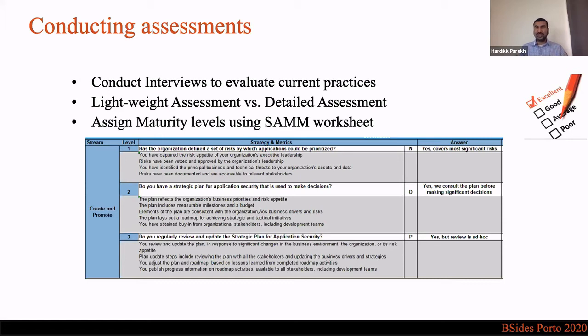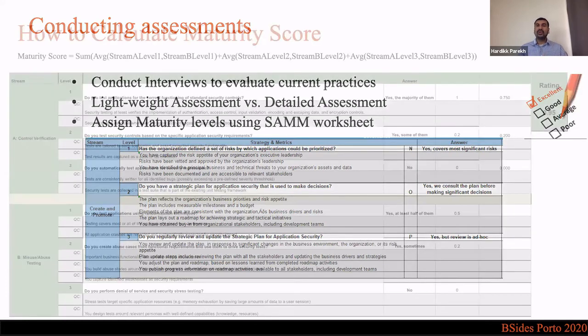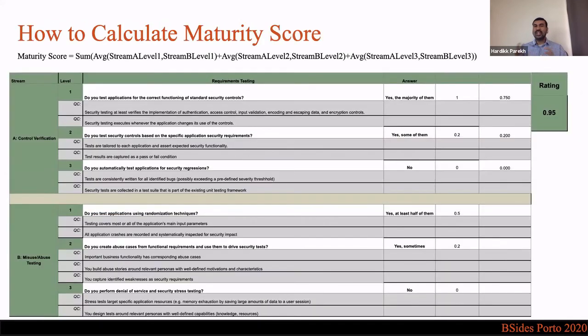Now, once you record all these responses, you can assign maturity levels using the SAMM worksheet. And that worksheet is available as part of the resources that we make available. Now, this is the high level: how do you calculate the maturity score? And we have changed some of the things. That's why I wanted to spend some time on this slide.